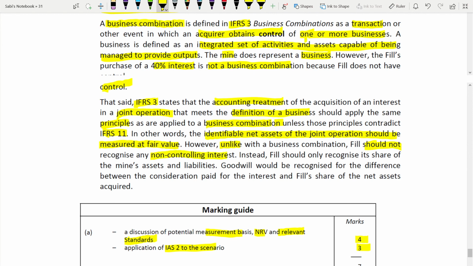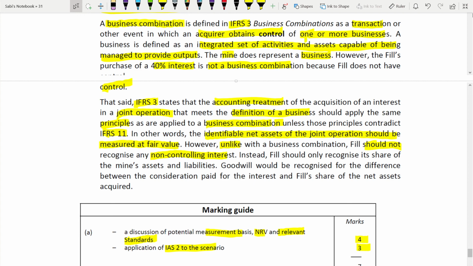Why? Normally, what do we do when it's a subsidiary? We recognize NCI. But here, it's a joint operation. Because it's a joint operation, how can you recognize NCI? NCI we recognize when we have a subsidiary. Let's say we bought 60%, so NCI is 40%. Here it's a joint operation, so we will not have any NCI. We will not have an NCI for an associate, nor for a joint operation. Only for a subsidiary will we have it, where we have acquired more than 50%.